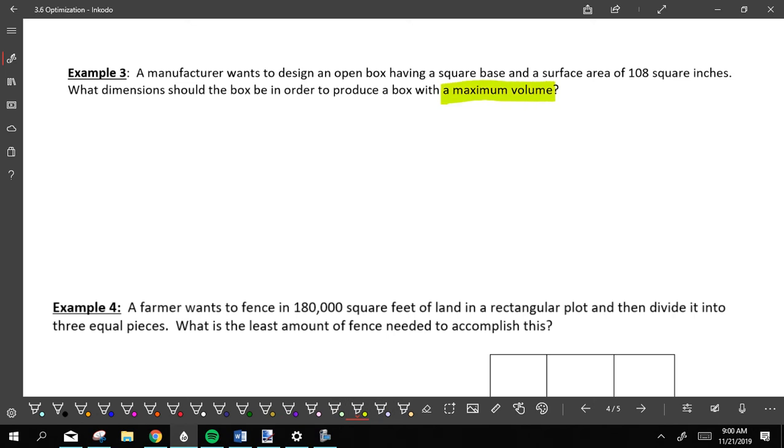All right, so the ultimate equation that we're dealing with here is volume. I want to maximize that, just like we've been doing. If I'm trying to maximize volume, I need an equation for that, and we're going to work from there.